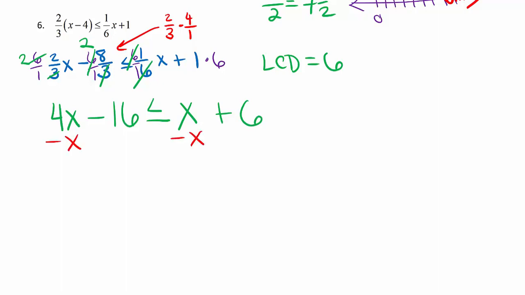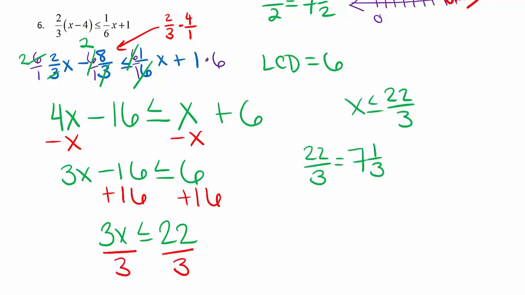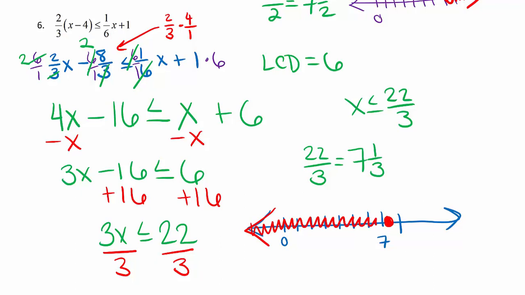So now I'm going to put the x's on one side, and then I have to add 6 to get x completely by itself. And to finish, I'll divide both sides by 3. So my answer is x is less than or equal to 22/3, and 22/3 is the same thing as 7 1/3. So I'll put a closed circle, I'll estimate where 7 1/3 is, and then less than or equal to means we shade to the left.